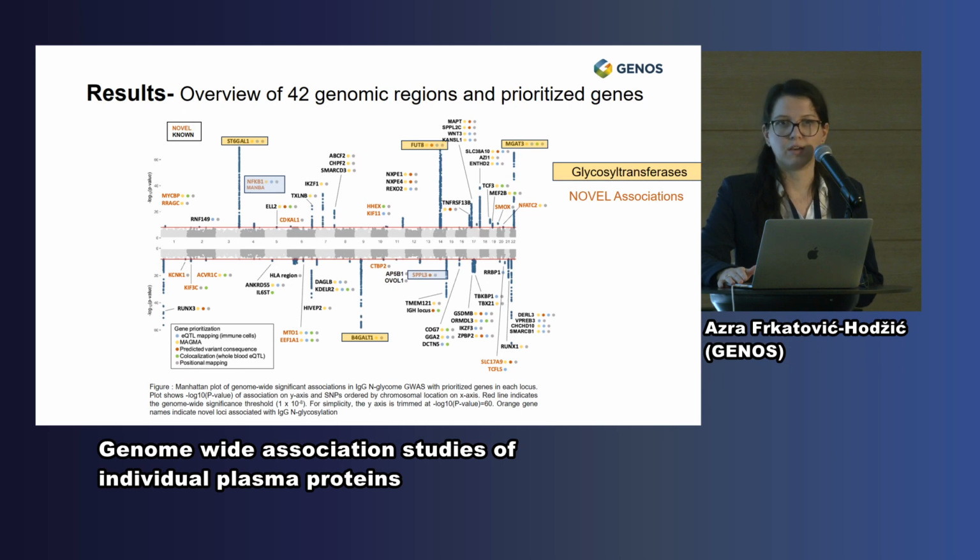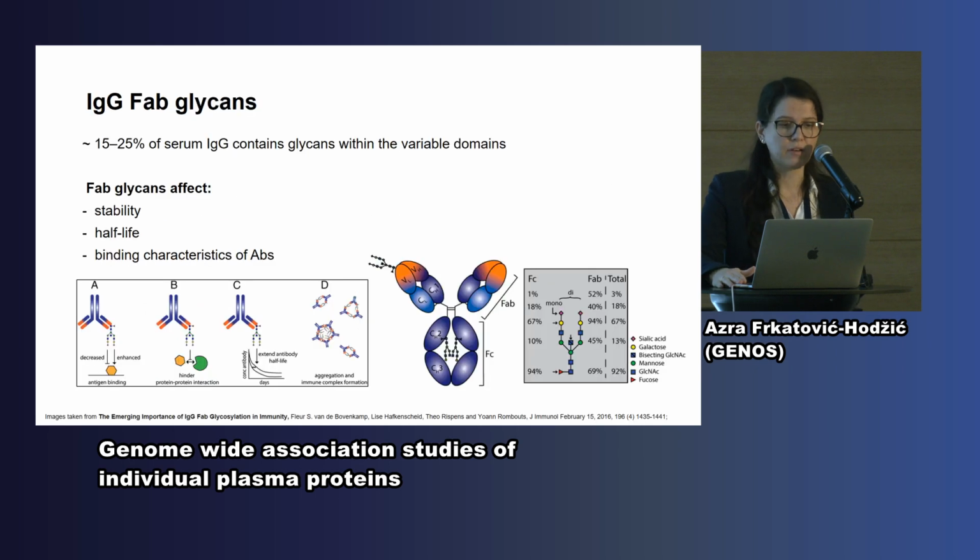And of course, as in all the other GWASs, we see associations with glycosyltransferase genes, which is expected. But we also see some novel associations that include glycosylation-related genes, such as this locus of monoxidase beta, as well as the SPPL3 gene. It encodes an enzyme that cleaves the active domains off of the glycosyltransferases in the Golgi. That way, it controls the levels of active glycosyltransferases in the Golgi. I will mention this again later on.